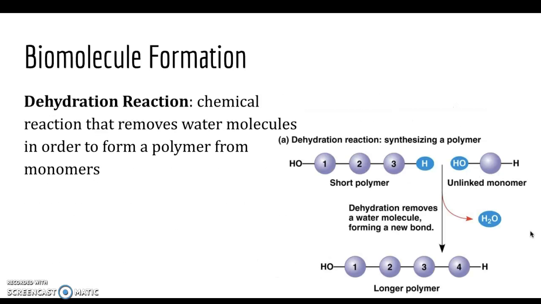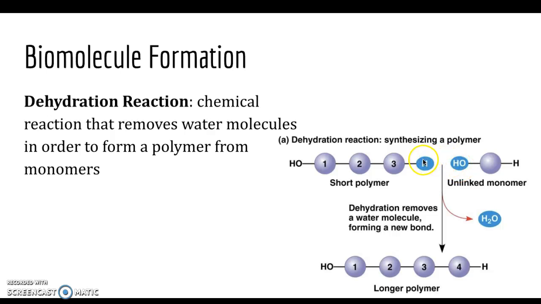So to form a polymer from a monomer or to form a macromolecule from polymers, you have to undergo the dehydration reaction. The dehydration reaction is a chemical reaction that removes water molecules in order to form a polymer. So for example, you actually completed this, you modeled this yourselves, but here is a formal model. We have a 3-carbon polymer right here, and then we have a monomer, right? So we want to link these together to form a larger polymer. What we're going to do is link the OH from one monomer and the H from the other.